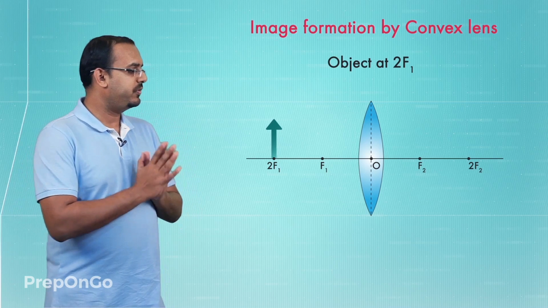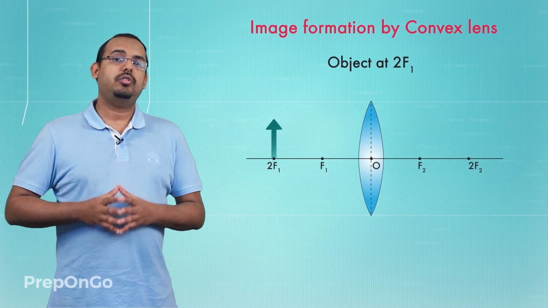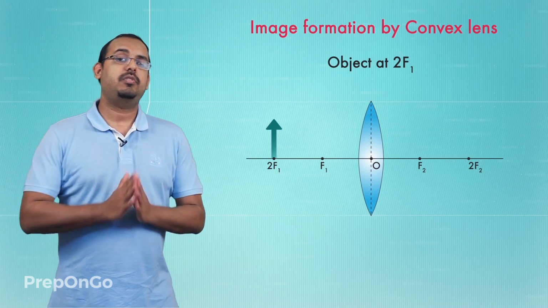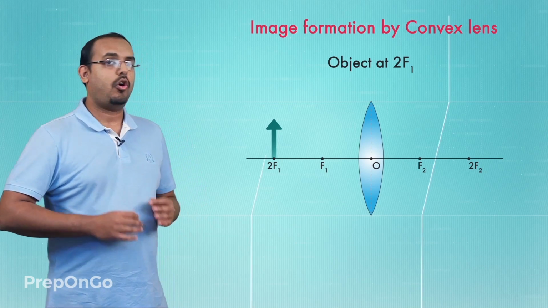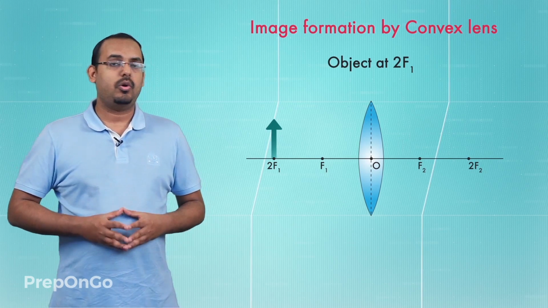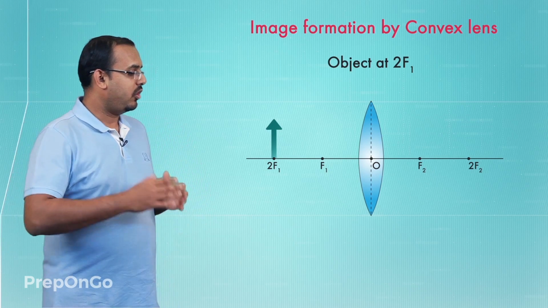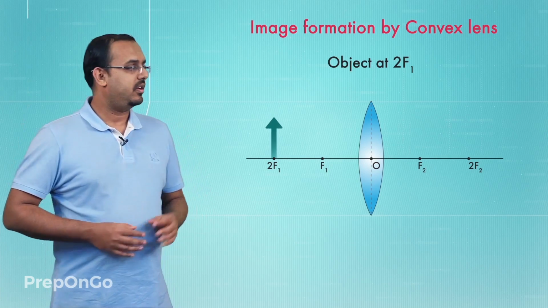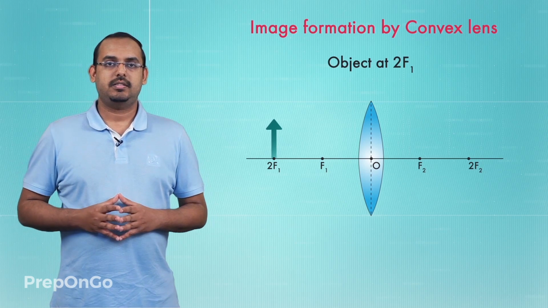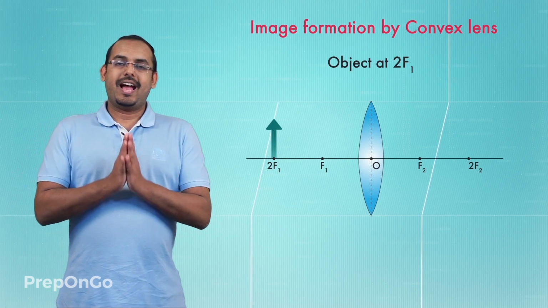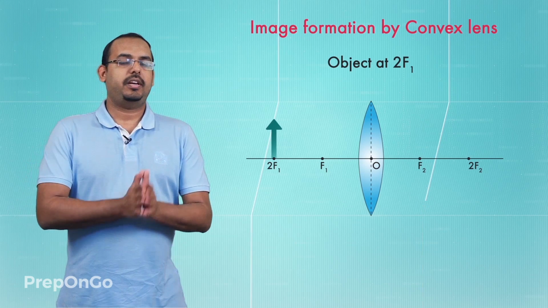So now we'll move the object a little closer to the convex lens, and we'll position the object so that it stands directly above the point 2F1 of the convex lens, right? So the object is at point 2F1 with respect to this convex lens. Now we have the position of the object with respect to the convex lens.